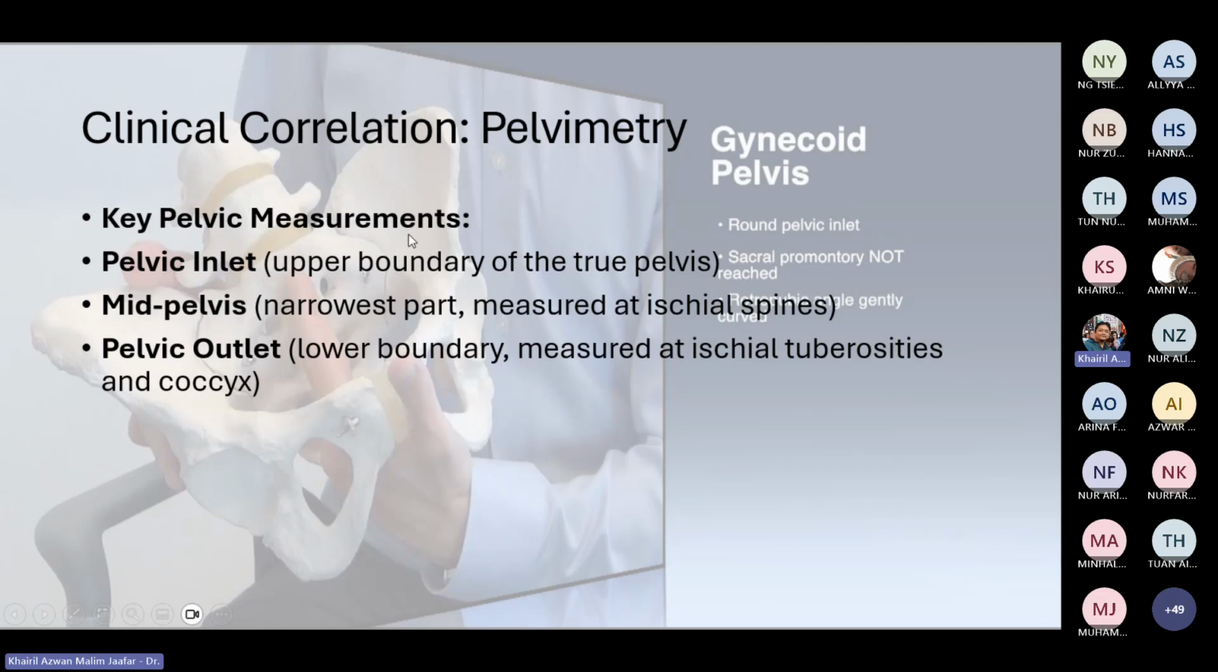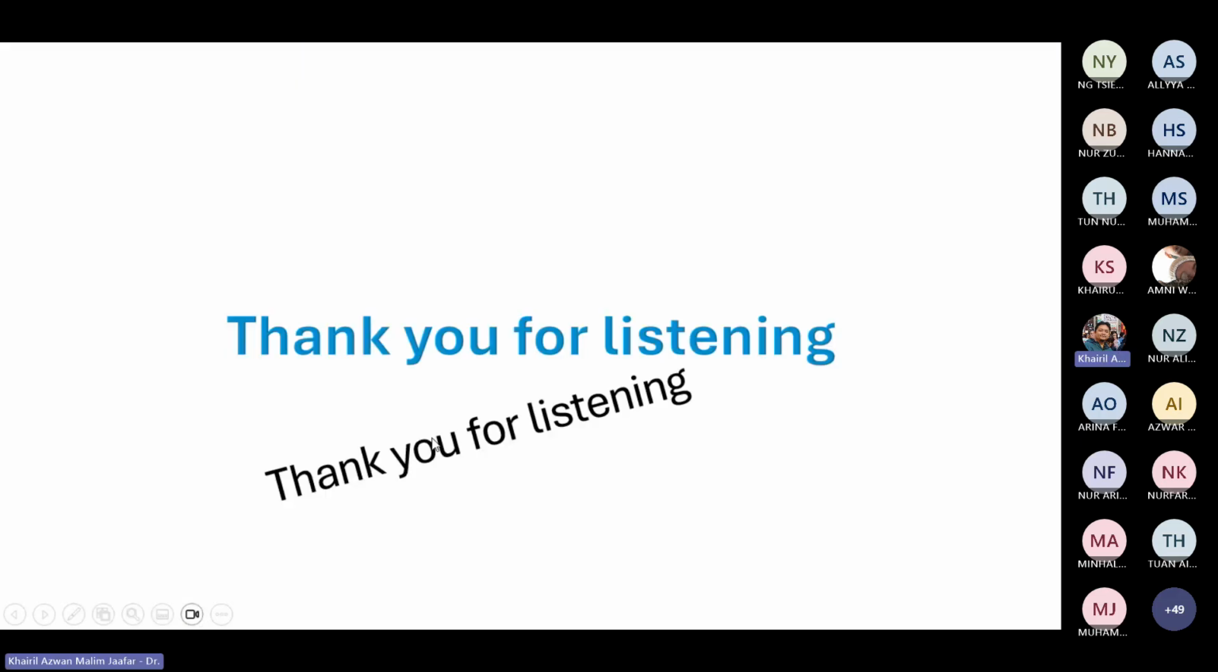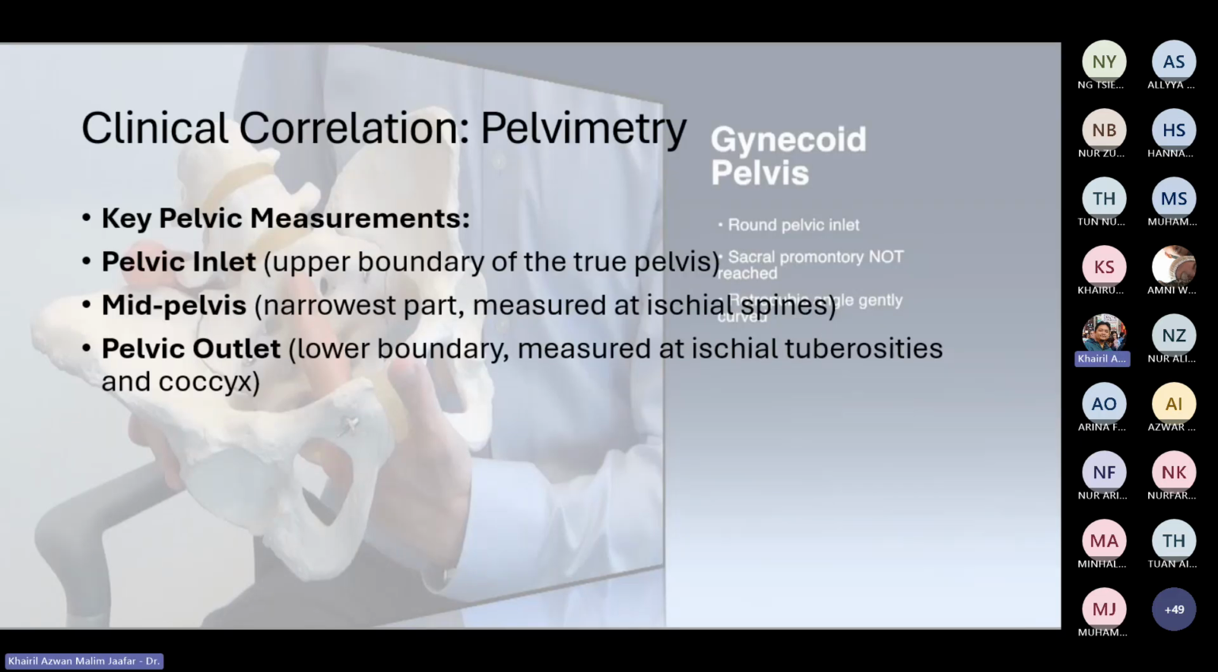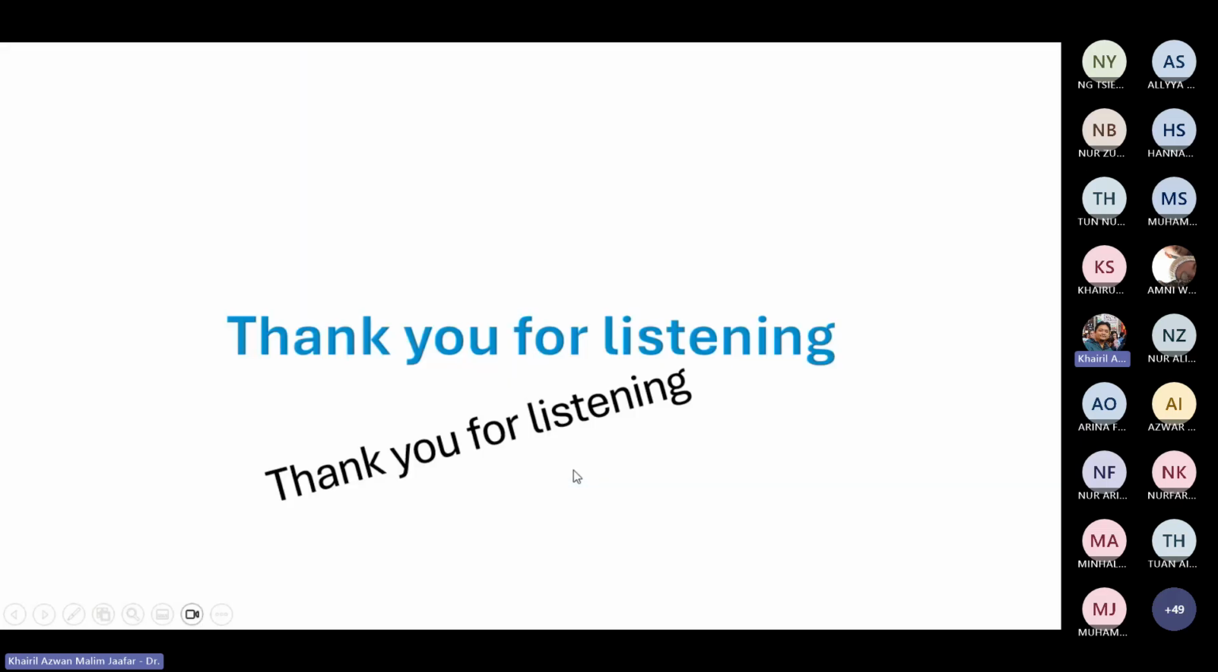So this is some pelvimetry to measure the pelvic inlet, mid pelvis, and outlet. The importance of this is to estimate the pelvic adequacy, whether the baby can go through the pelvis or not. So that is for my part.